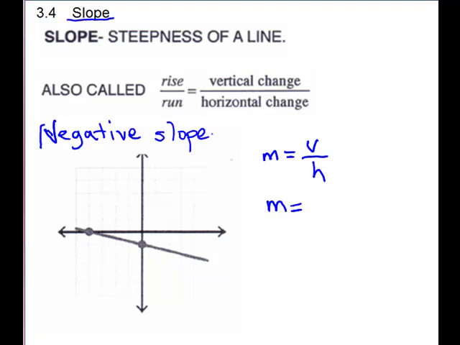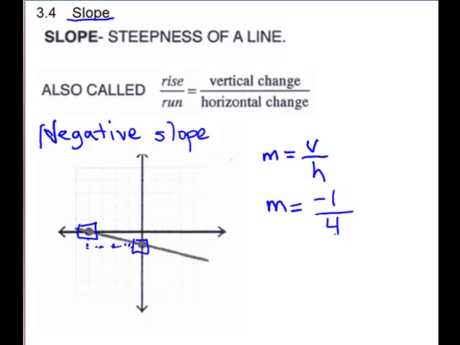We can count on this one from our points. You can start at either one. If I start here to move to this one, I'm going down 1. Down is negative. Across to the right, 1, 2, 3, 4. So it's negative 1/4.